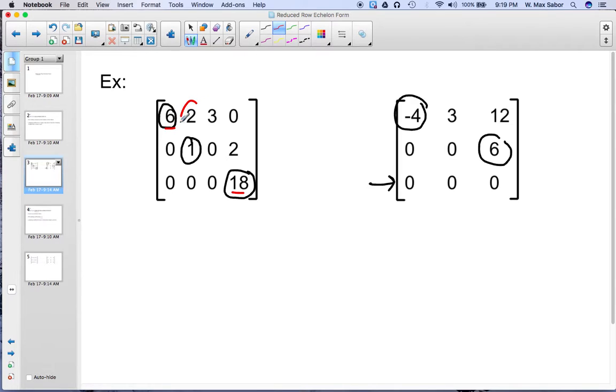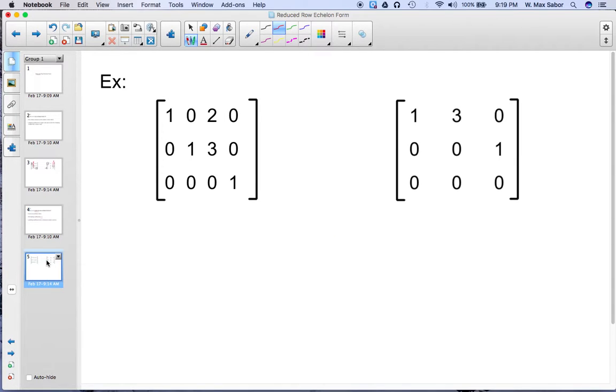Also, that 2 would need to be a 0 because it's also in the column of a leading coefficient. So this 2 is one reason why it's not in reduced row echelon form. So this would need to be a 0, this would need to be a 1 in order for it to be in reduced row echelon form. Same thing here. This 3 is fine, but these would need to change into 1s, and this would need to change into a 0.